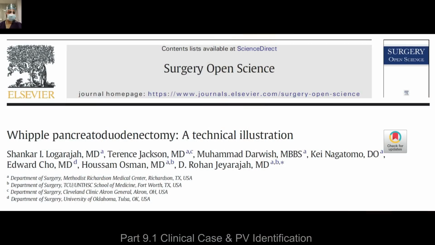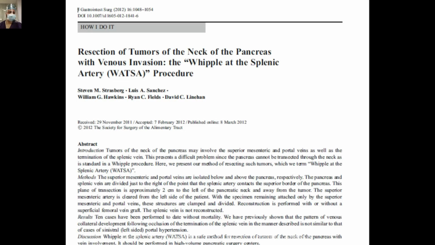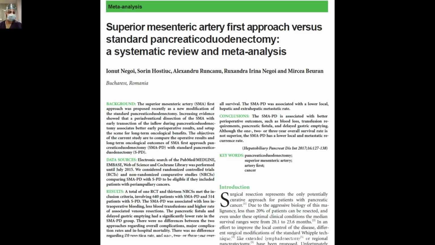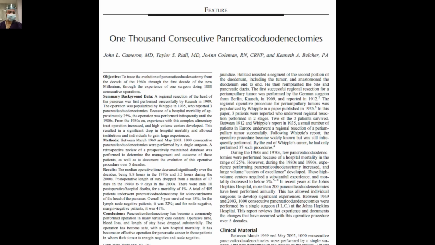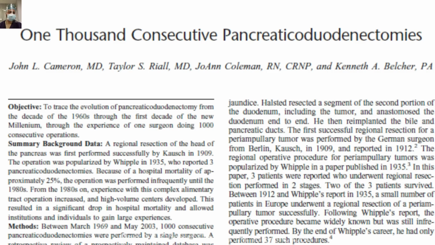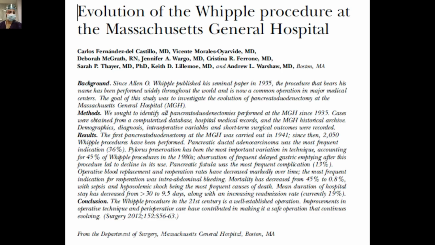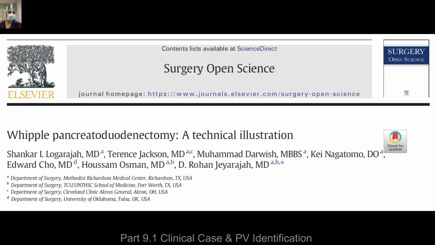All of you can read some of these important papers about the pancreaticoduodenectomy. A paper by Sir Cameron, Experience of 1,000 Whipples, and another by Strasbourg. So do remember that we are standing on the shoulders of giants, and before that also Sir Allen Oldfather Whipple, Sir Halsted, who did the first surgery for the periampullary tumor back in 1899.